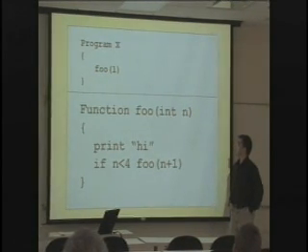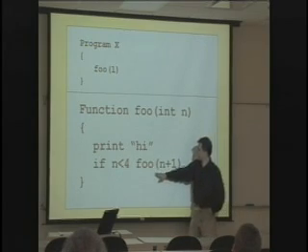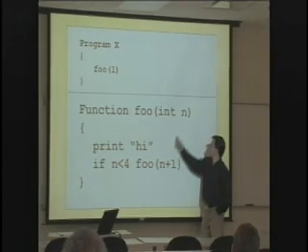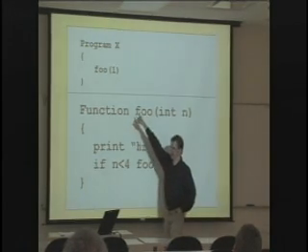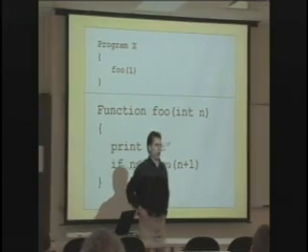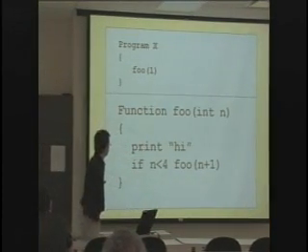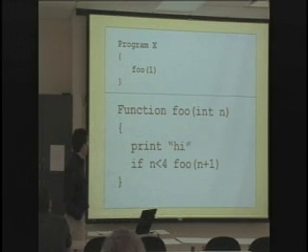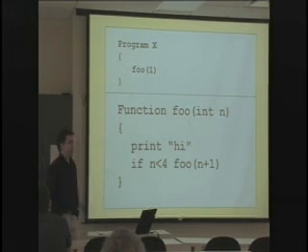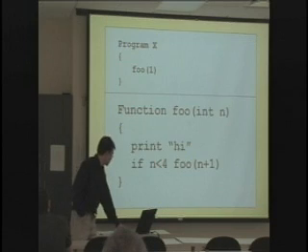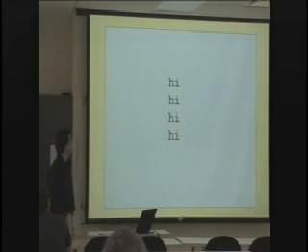So notice the difference. The last one didn't have this if in there, and it didn't have the parameter, and there wasn't the initialization of the parameter on the call. Okay? What's this program going to do? It's going to print hi 3 or 4 times, something like that. Right? In fact, if you run this program, it's going to do that.